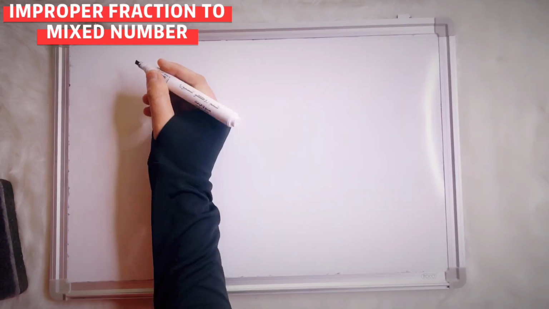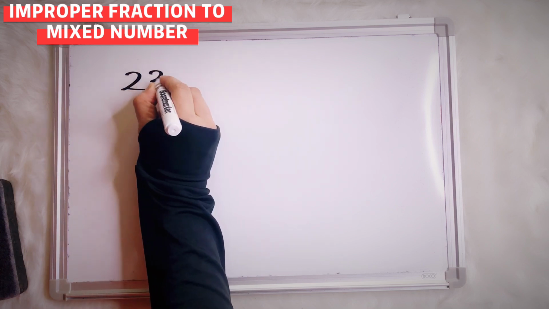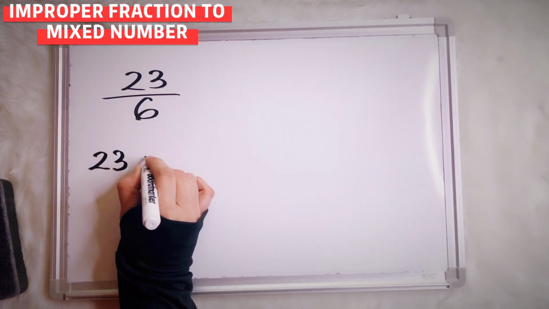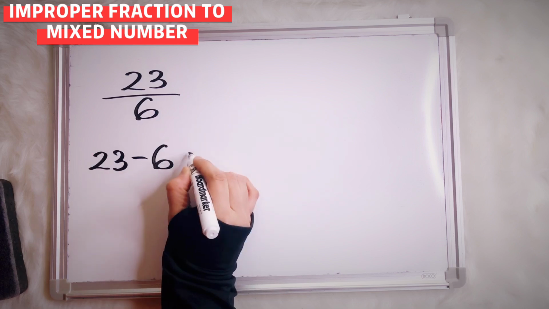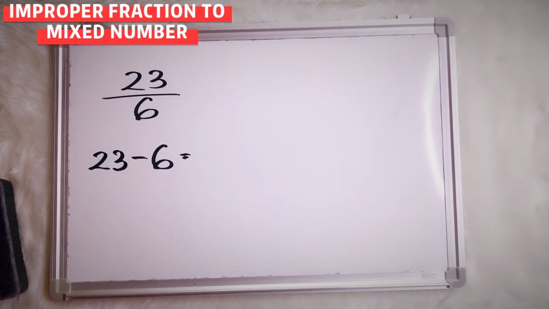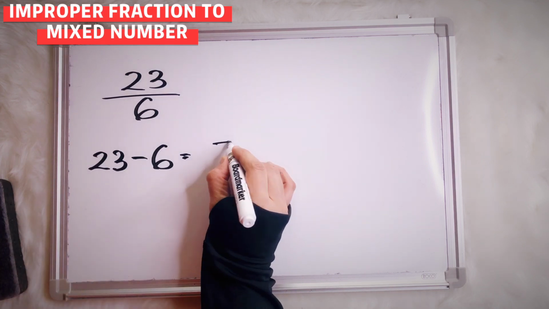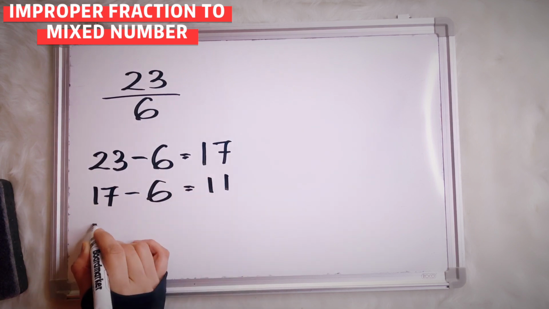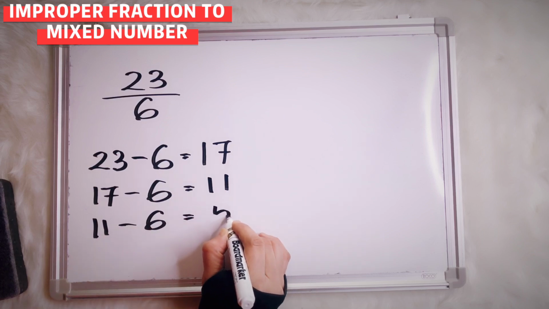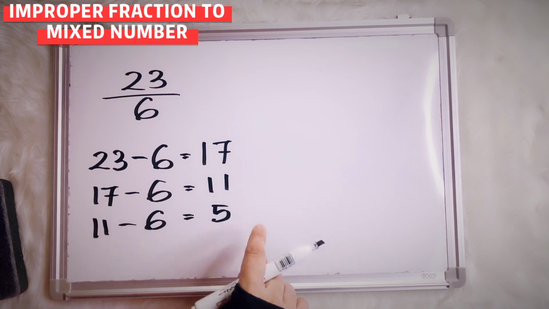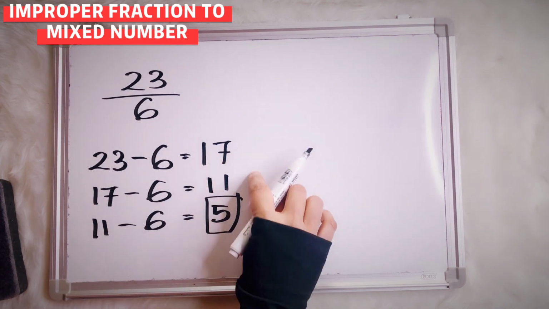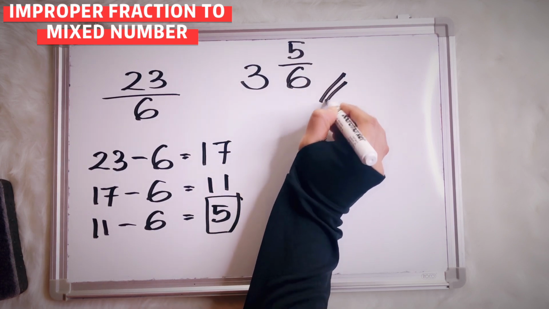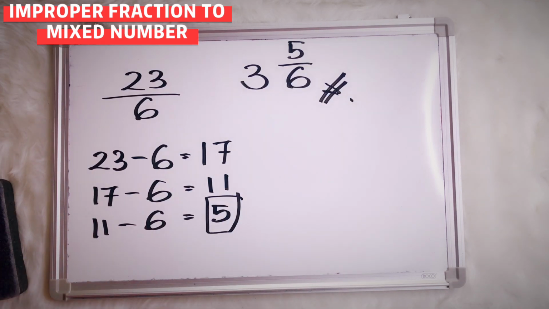I give you another 2 or 3 examples. So now I give you, let's say, 23/6. So 23 you minus with 6. So how many? 17, correct? So now 17 you minus again with 6, you will have 11. So 11 you minus 6, you will have 5. So 5 cannot minus with 6. So this is the final answer here. How many times you do the subtraction? 3 times. So 3 5/6. Okay?